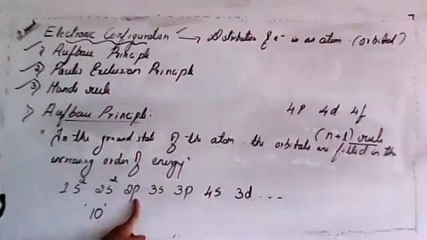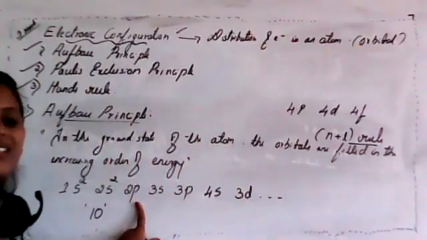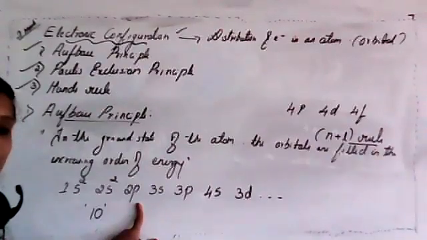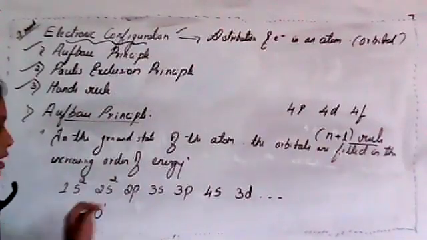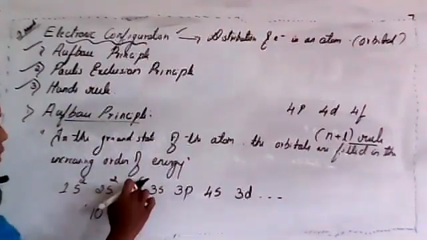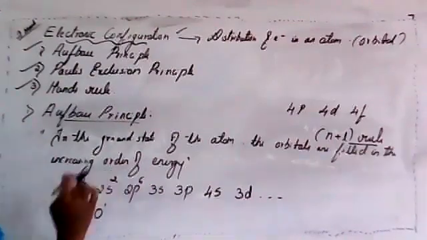So now the question is, what about p orbital? How many suborbitals were there? Px, py, pz, and each of px, py, pz contains 2 electrons. So that's why it is 6, isn't it? So directly I'll write 6. Okay, so that means 6, 7, 8, 9, 10.